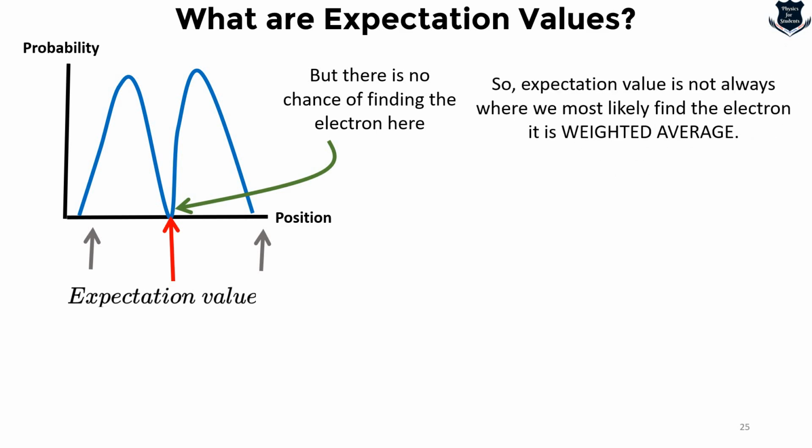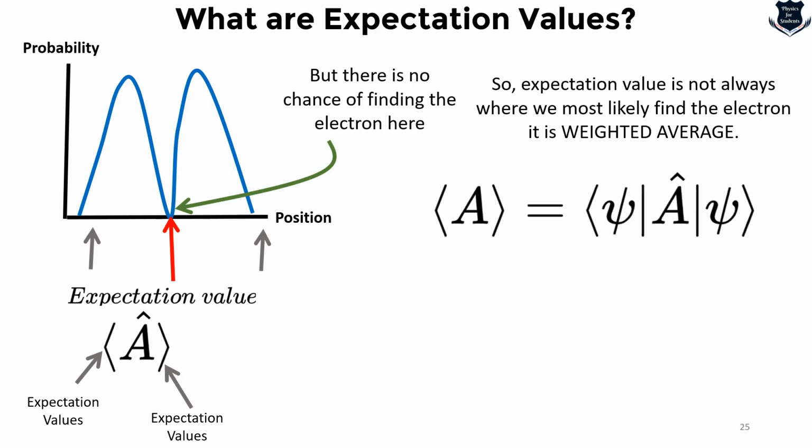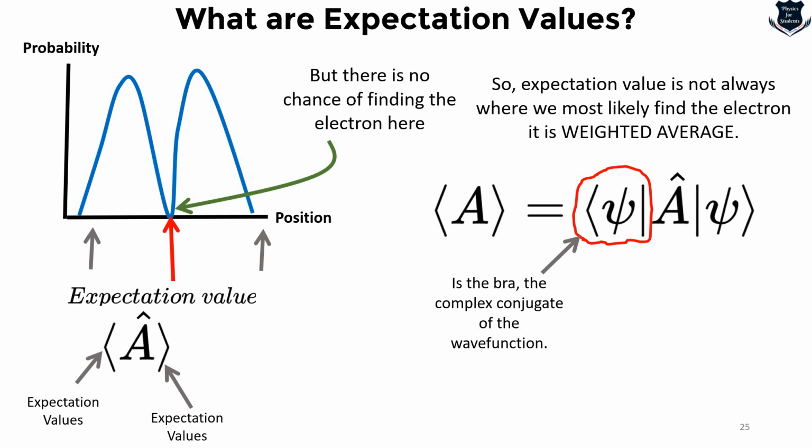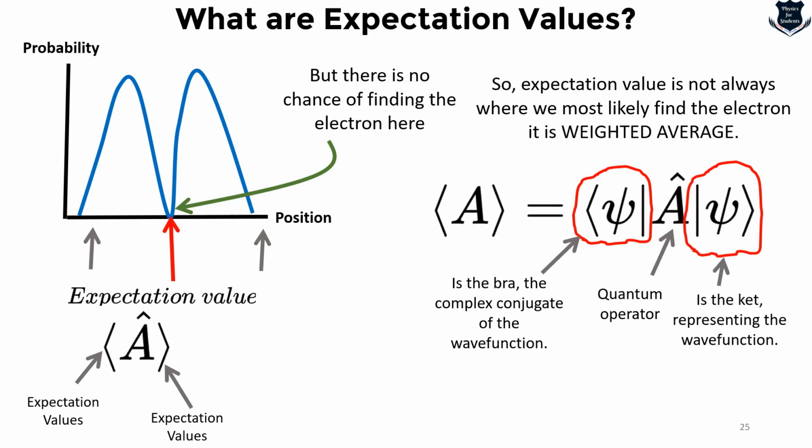Rather, the expectation value is a weighted average. So this is how we write what an expectation value looks like. All these angular brackets denote the expectation value, and the quantity within it. However, in quantum mechanics, it would be incorrect to write it like this. We should write it like this. This one is basically the bra, the complex conjugate of the wave function. This A is the quantum operator corresponding to a physical observable, and this part is the ket representing the wave function.